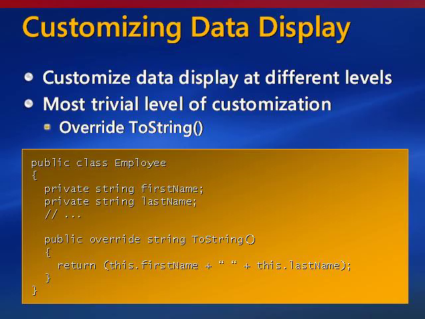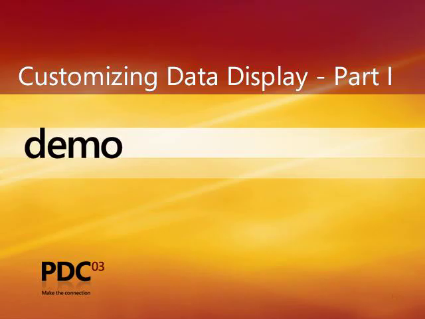representation of your data. So in this case, I have the employee type, and if I want to see the first name appended to the last name of the employee, I simply go ahead and override the toString, and the debugger will display that value in the value column. Let's see what that looks like in the debugger.